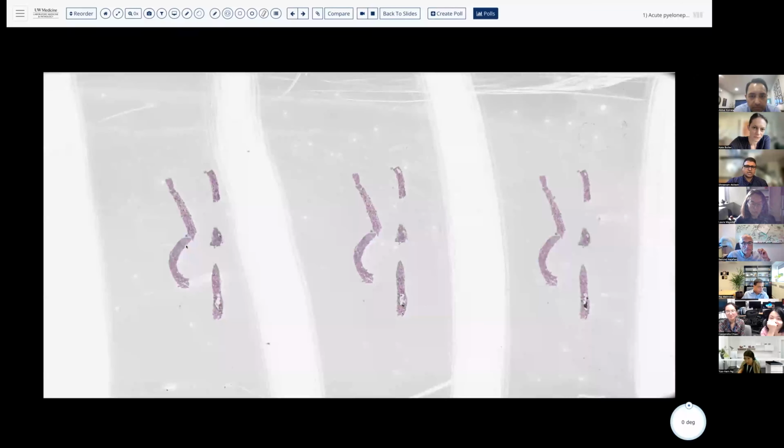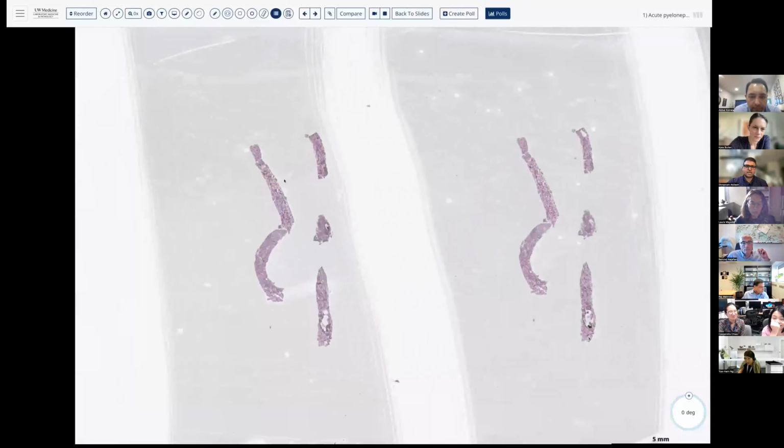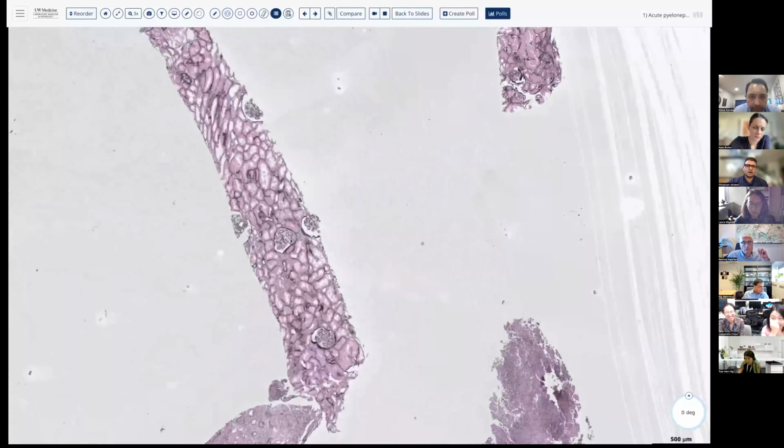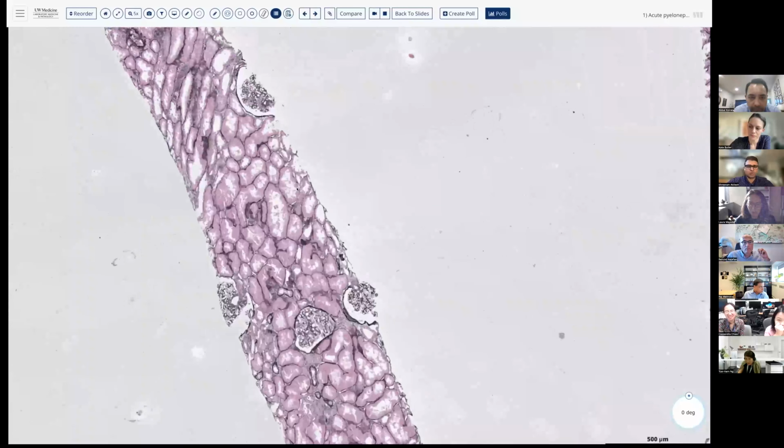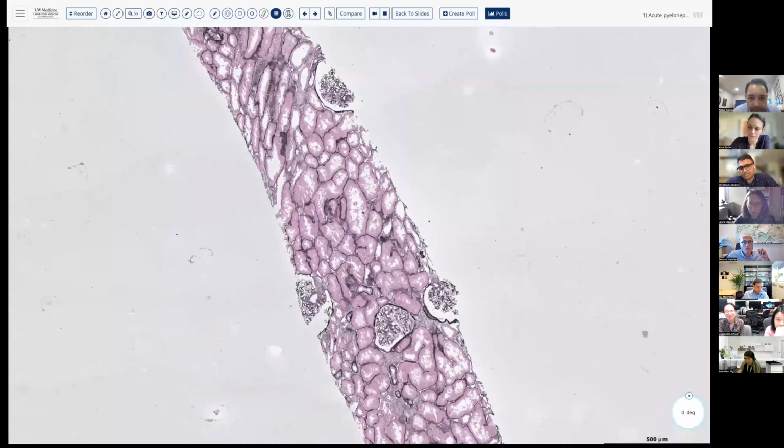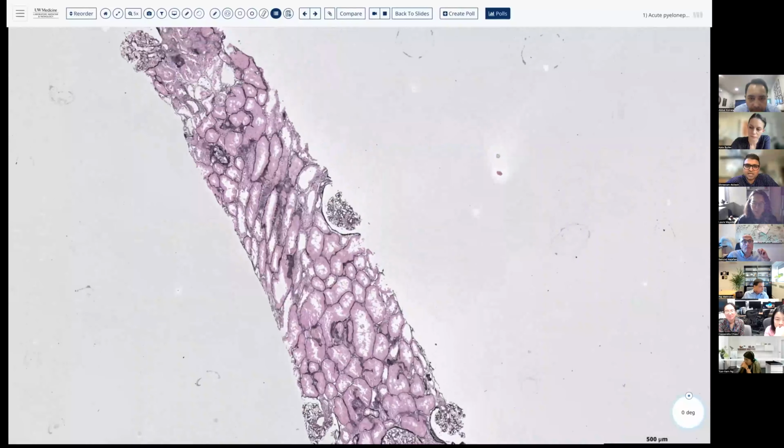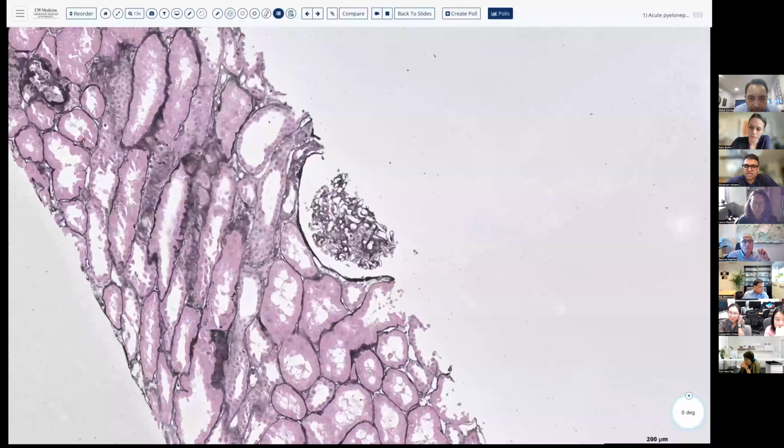So let's switch our views to a different kind of stain. This is really our most informative workhorse stain. This is the slide that we usually pick up first when we're evaluating the kidney biopsy. And this is a Jones methenamine silver stain.